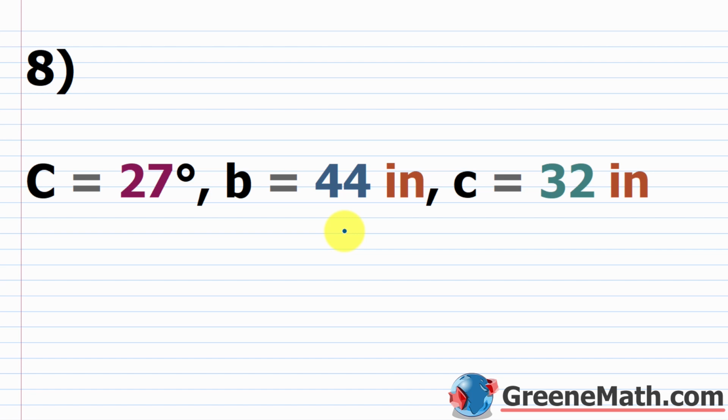Okay, let's take a look at problem number 8 now. So here we're given the measure of angle C is 27 degrees. We're given the length for side B is 44 inches. And we're given the length of side C, that's going to be 32 inches.